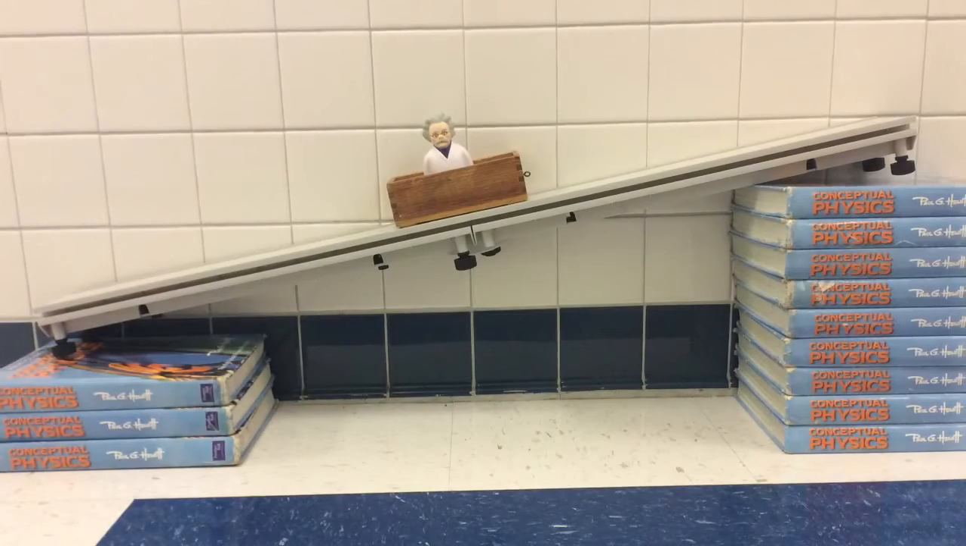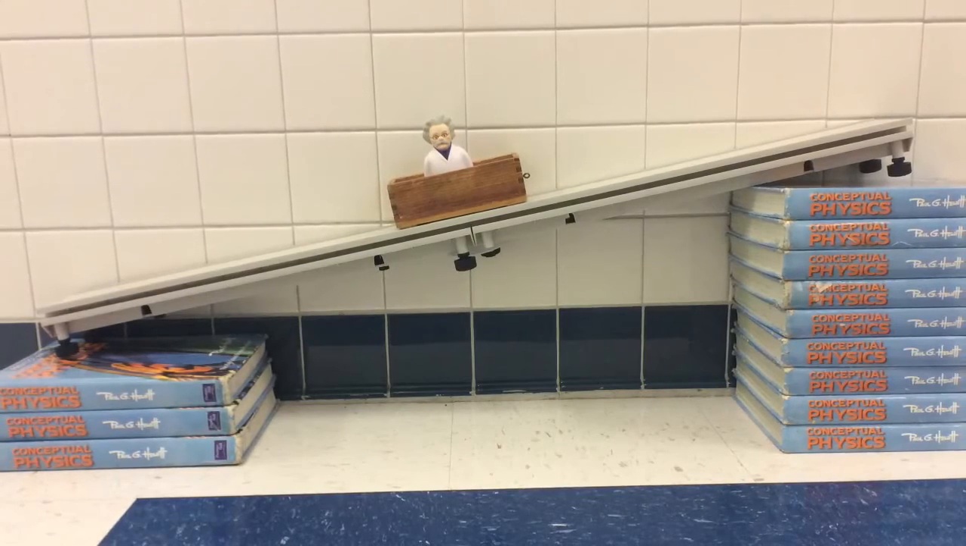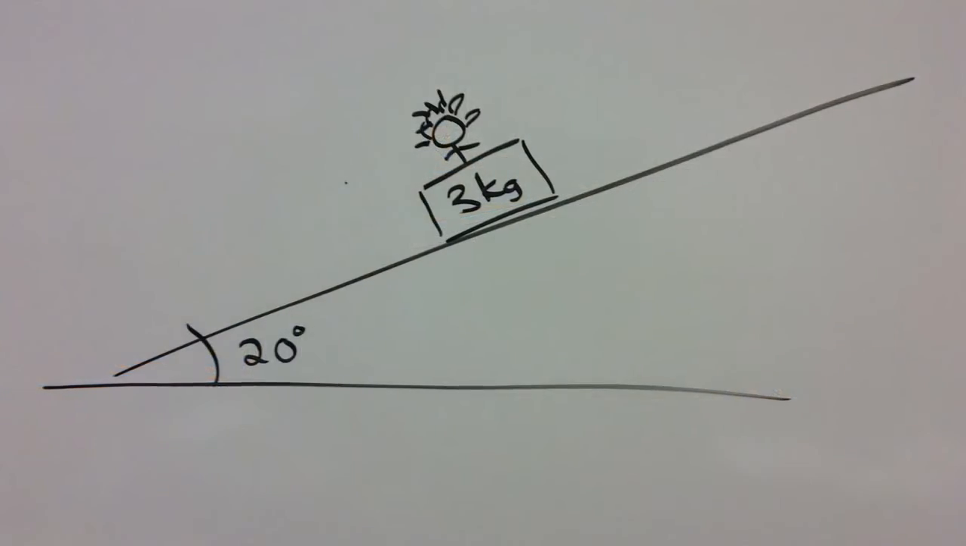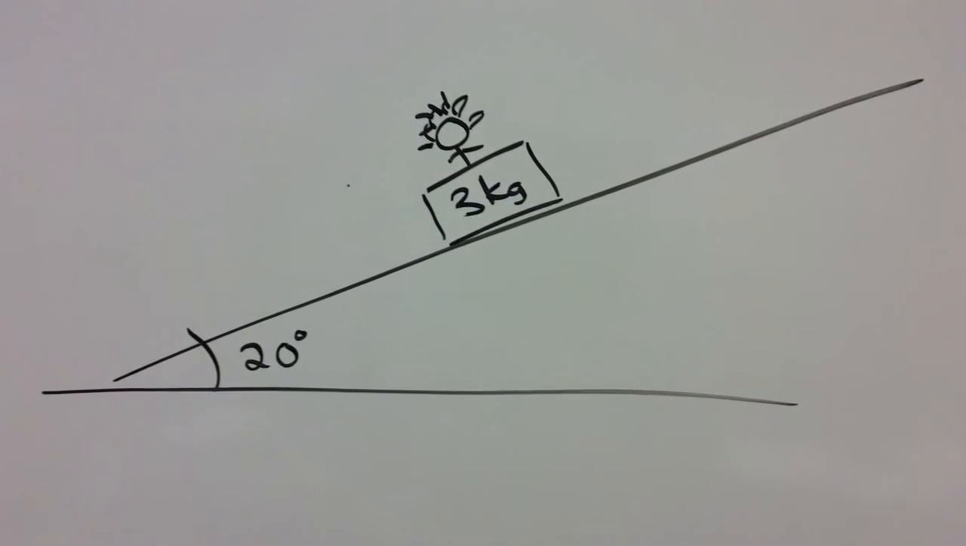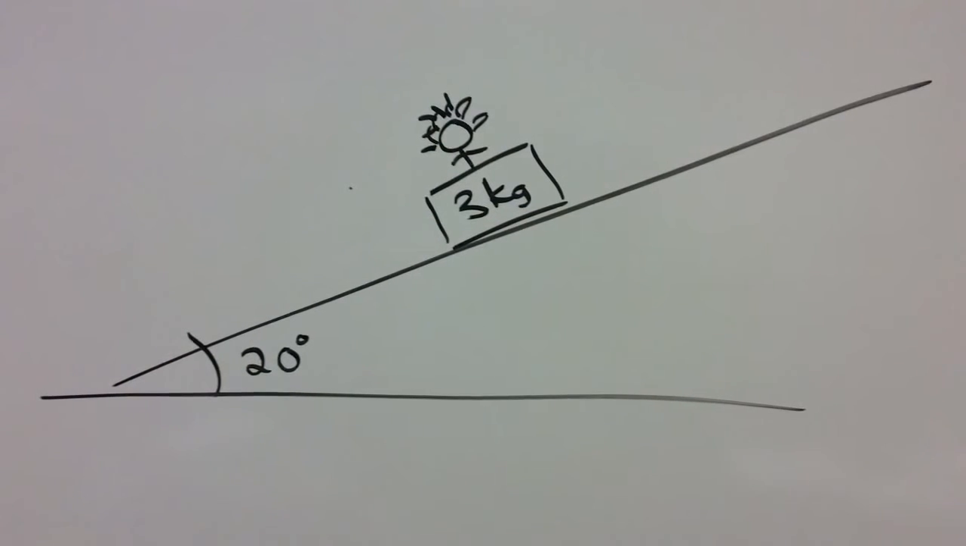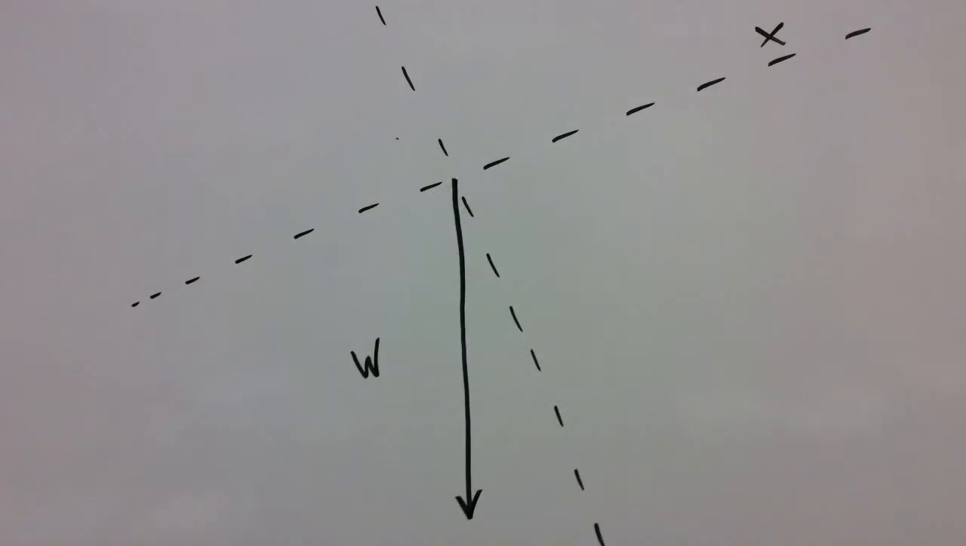We're going to tilt those axes so that the x-axis is parallel to the incline and the y-axis is perpendicular to the incline. So the x and y are still perpendicular to each other, but no longer horizontal and vertical. Here are some numbers we can work with: a 20-degree angle for the incline and a 3-kilogram mass for the car and Albert.